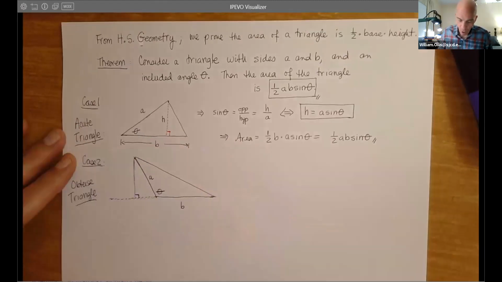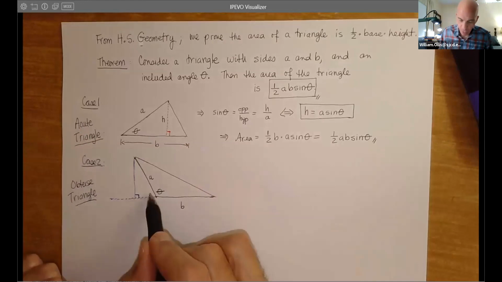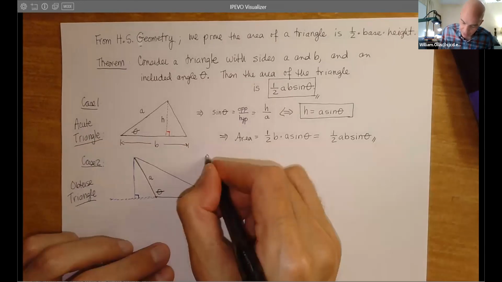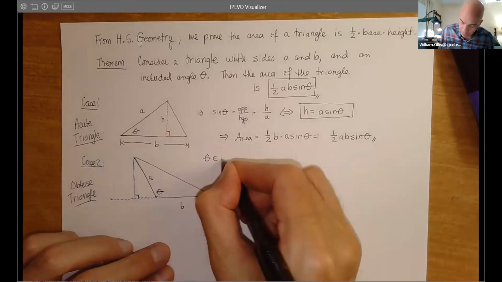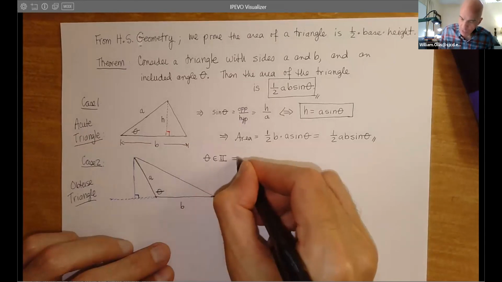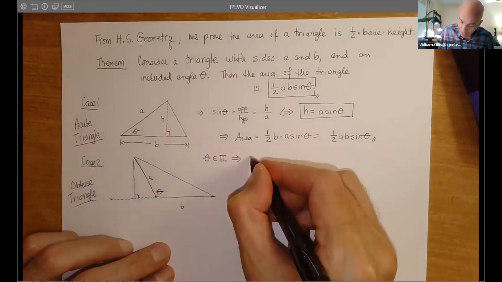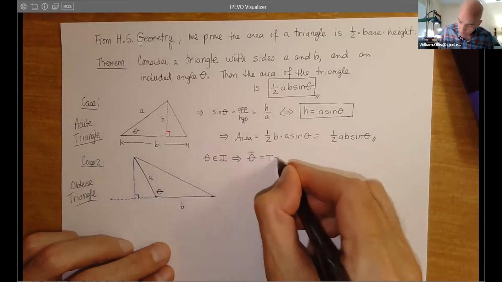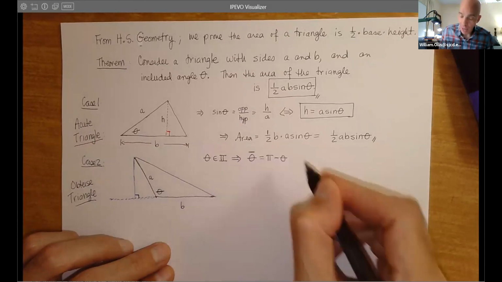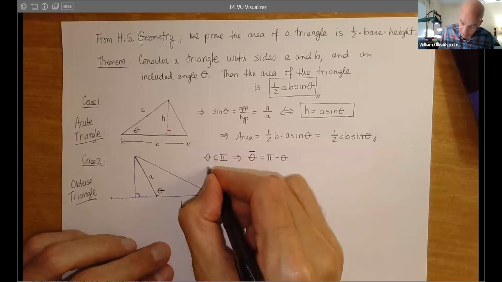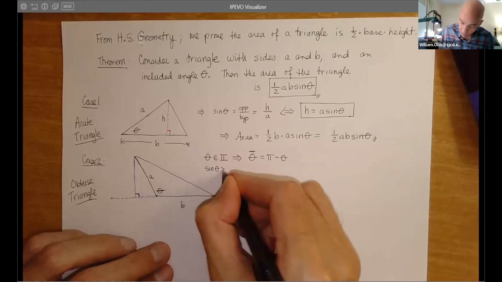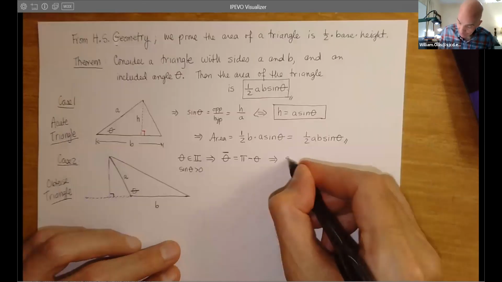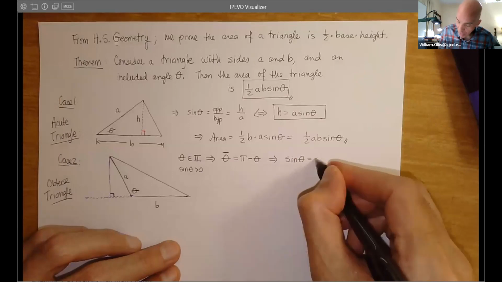But now what we're seeing here is that this angle will be defined based upon theta. Theta lives in the second quadrant. So what does that say? This implies that theta hat will now be pi minus theta. This is the reference angle, or reference number if you like. But remember, sine theta in the second quadrant is positive. So this implies that sine of theta equals sine of theta hat.